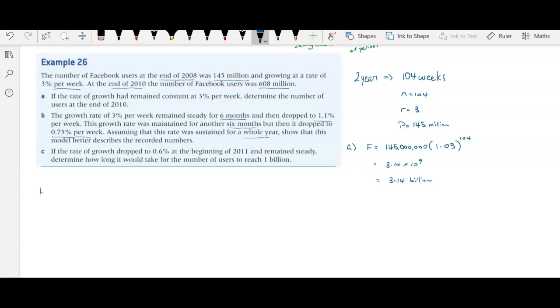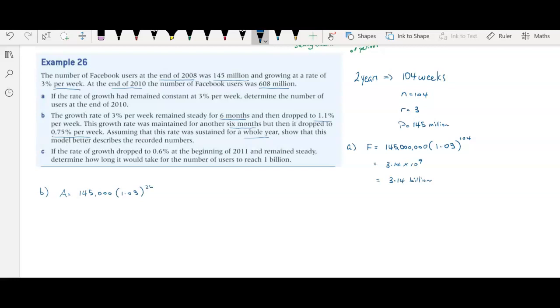So part B is going to be a multi-stage event. So 3% for 6 months. So we started with 145 million, and our amount goes 145 million by 1.03 for 6 months, which is how many weeks? 26.